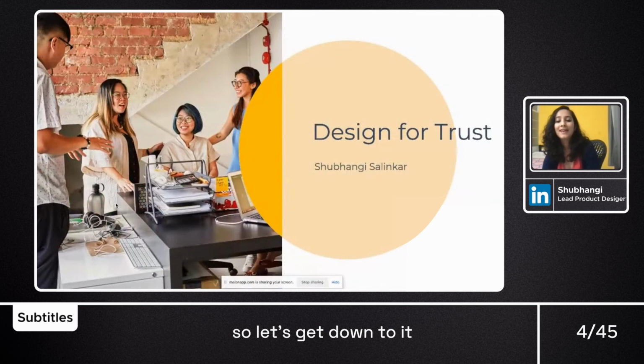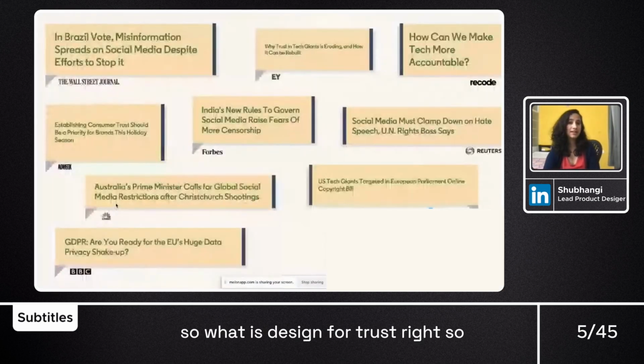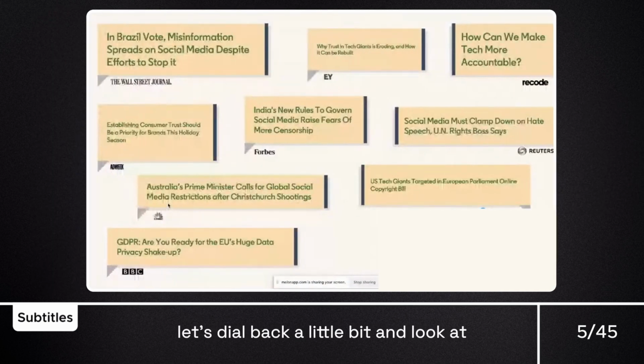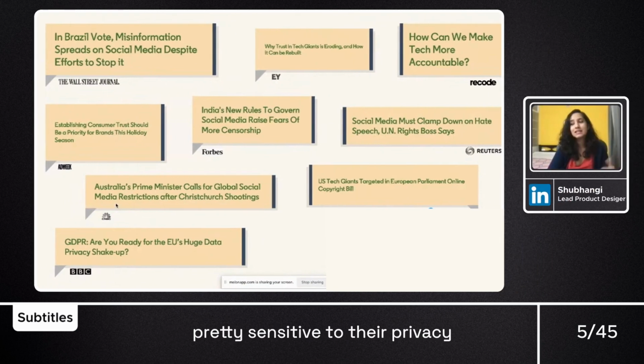So let's get down to it. So what is design for trust, right? Let's dial back a little bit and look at the environment that we are living in right now. The world is changing. Database breaches, misinformation, surveillance form a major chunk of conversations around tech today. And it's become very popular knowledge that if you're not paying for a product, you probably are the product, right? So people are hyper aware of and pretty sensitive to their privacy.